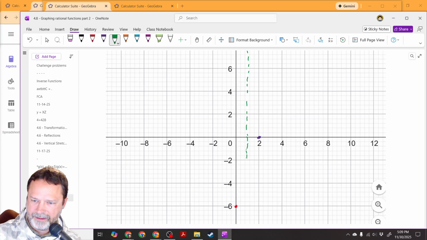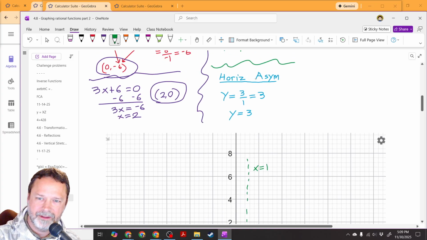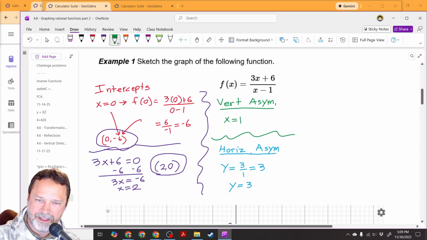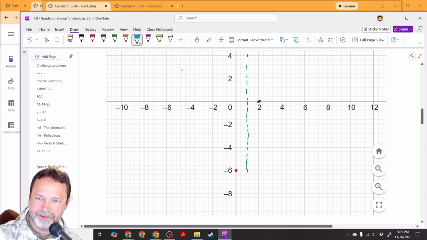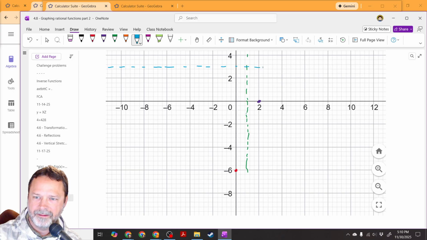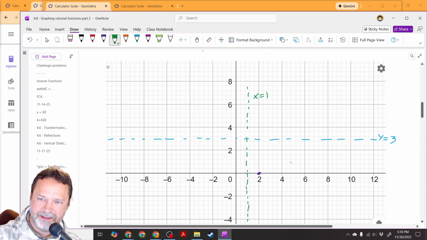Whoops. Come on. No sliding around on me. There. Good enough. We got x equals 1 for our vertical asymptote, and then horizontal asymptote is y equals 3. That's like, let's say right about here. All right, good enough. Y equals 3. And we do like to do those asymptotes in dashed lines, something I think most of us like to do. Okay.